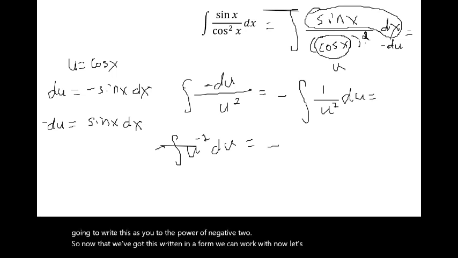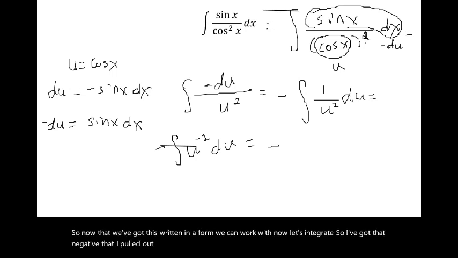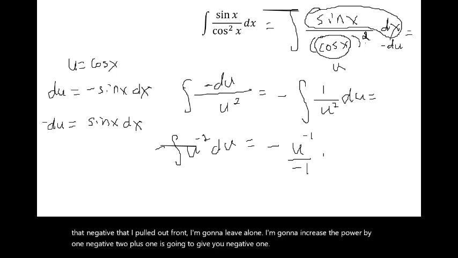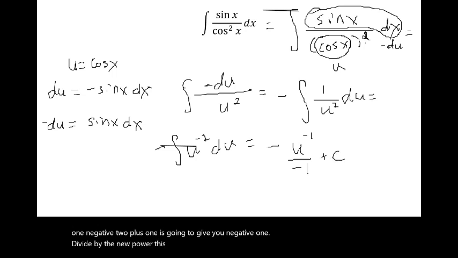So I've got that negative that I pulled out front, I'm going to leave alone. I'm going to increase the power by 1. -2 plus 1 is going to give you -1. Divide by the new power. This is an indefinite integral, so you need a plus c.